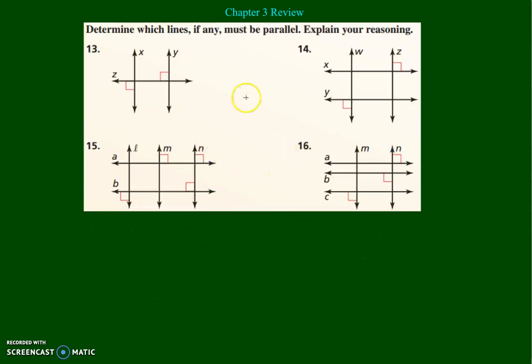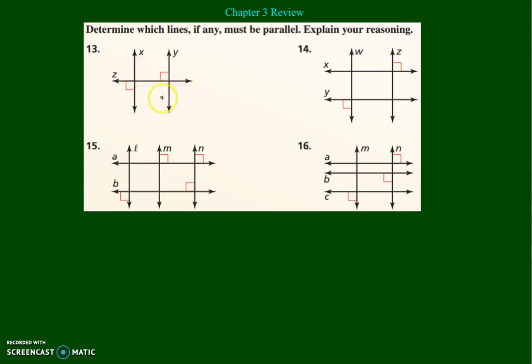In this group of 4 problems, we're going to have a different situation. We're going to have to do some analysis based on our theorems involving perpendicular lines. Here it says, determine which lines, if any, must be parallel. Explain your reasoning. So let's go to problem 13 here. We can see that y is perpendicular to z and x is perpendicular to z. So there's a couple of ways we can do this. We have two lines perpendicular to the same transversal. That's the perpendicular transversal theorem. If two lines are perpendicular to the same transversal, then those lines are parallel.